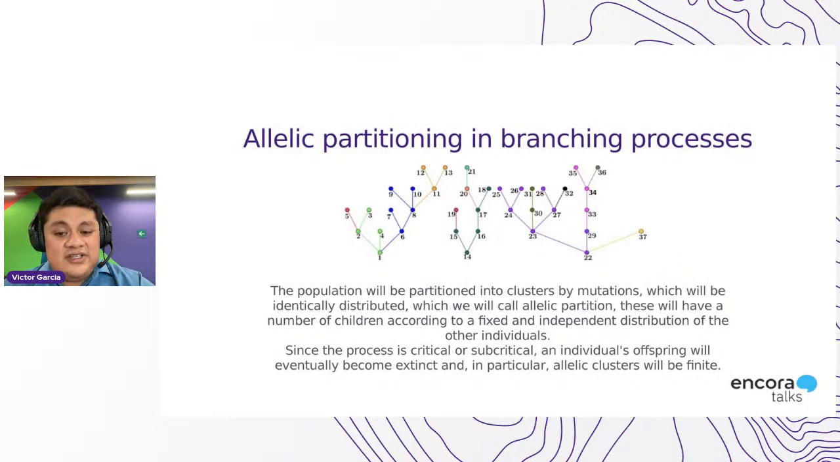The number of infections will be a fixed distribution and independent of the other individuals because the process will be subcritical or almost critical. Each of the variants will eventually die out, and in particular, allelic clusters will be finite. What does it mean? As we have seen in our daily life, the pandemics are not the same as when they started. Okay.